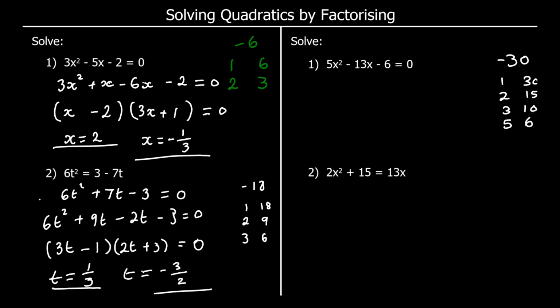So we're going to have to go with the 2 and the 15 because we need one to be positive and one to be negative. A positive times a negative multiplies to make a negative. So we're going to have to go with the 2 and 15. So it's plus 2, take away 15.